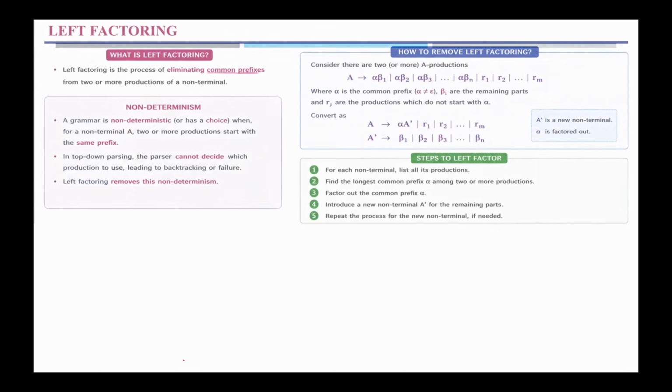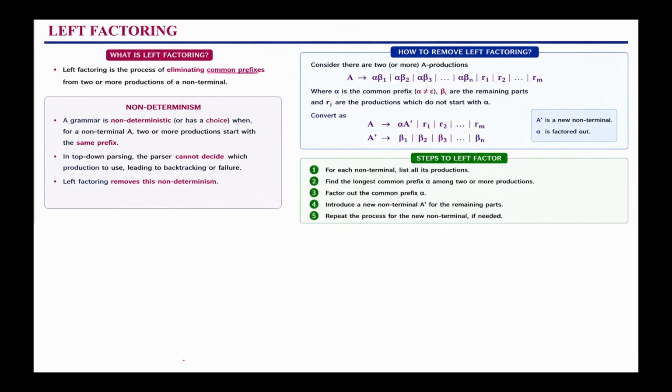So that is the first step, eliminating the left recursion. The second step is to eliminate left factoring. This is also very simple. Left factoring is the process of removing the common prefix from two or more productions of a non-terminal.